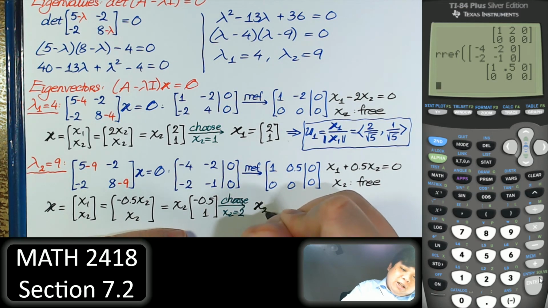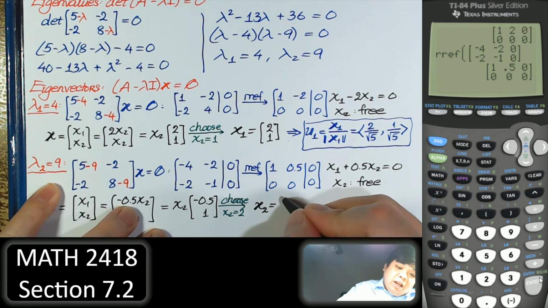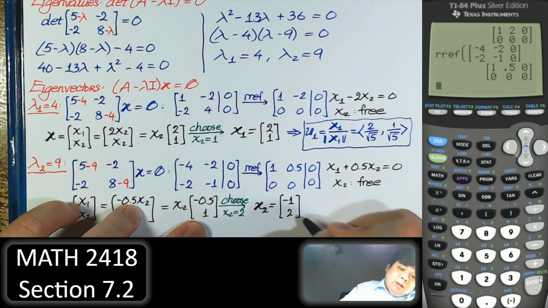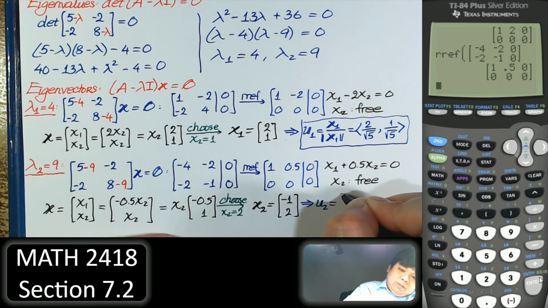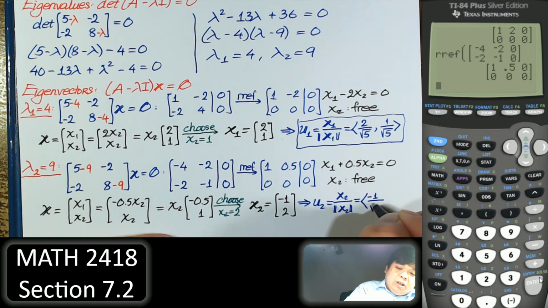So the second eigenvector, corresponding to the eigenvalue of 9, is going to be negative 1 and 2. And here I will normalize this as well. So negative 1 and 2, and that magnitude is also square root of 5.